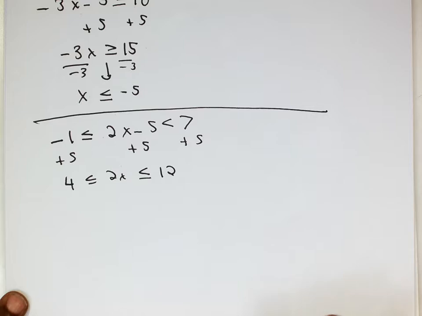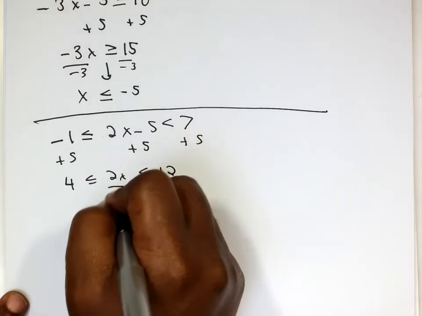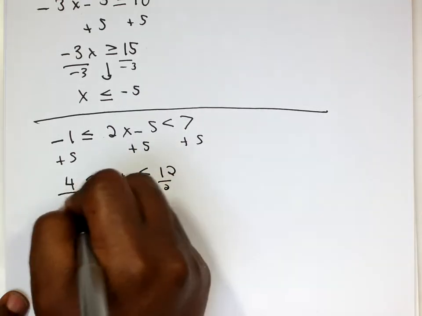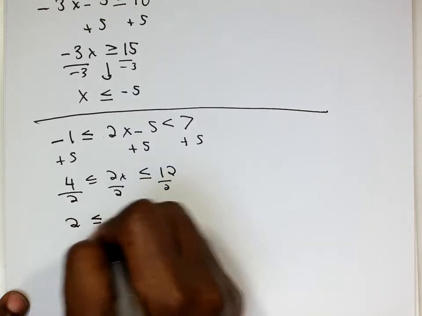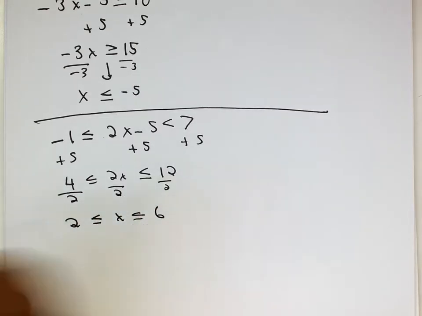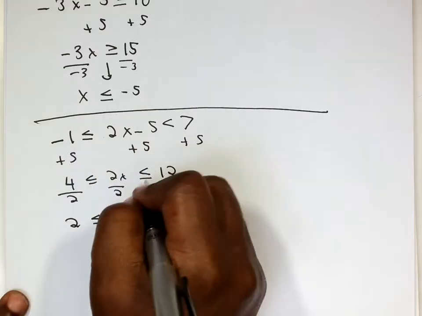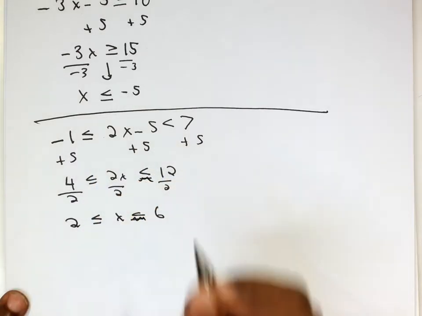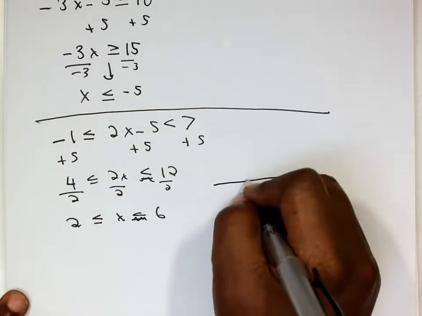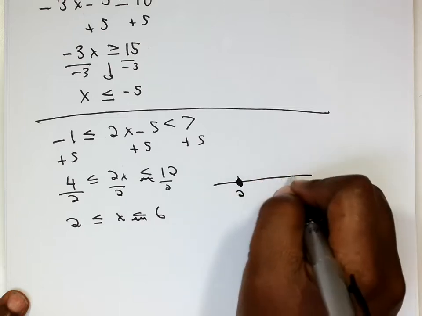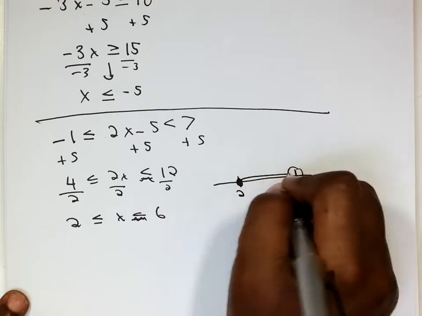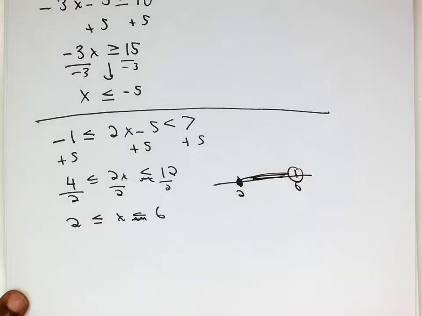I still need to get the x by itself, so I have to divide by 2. And again, I have to do it to each piece. So dividing each piece by 2, I get 2 less than or equal to x, which is less than, sorry, just less than 6. So if I were to graph that, I'd have a closed circle at 2, an open circle at 6, and the shading in between.